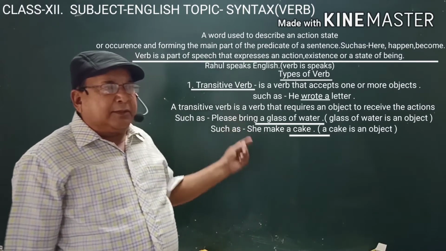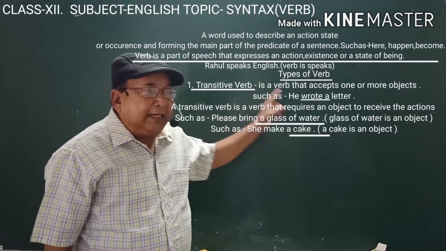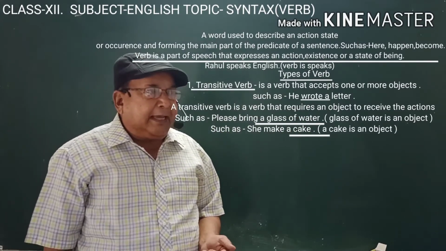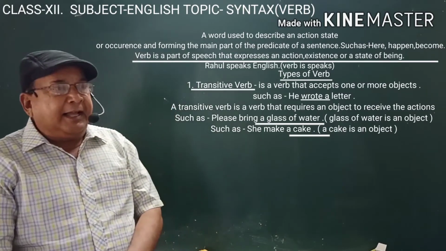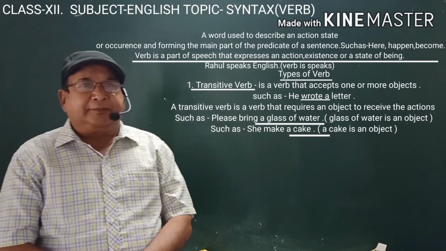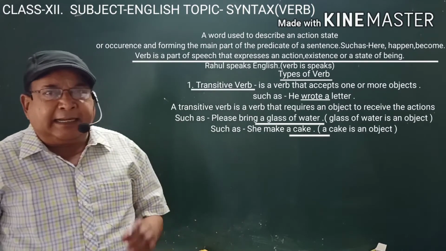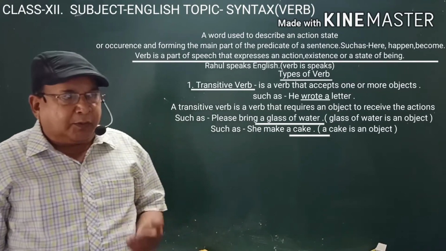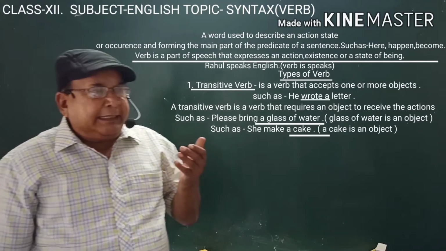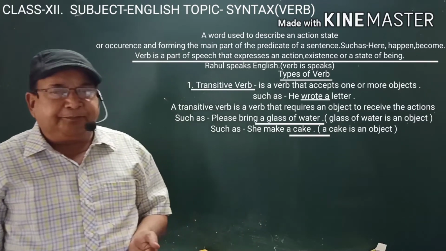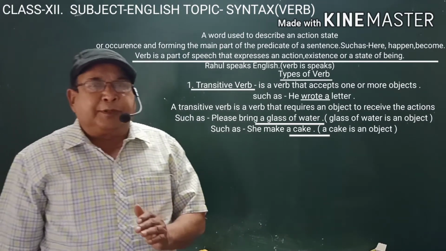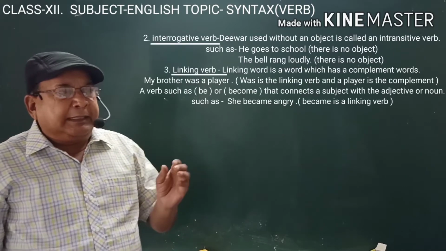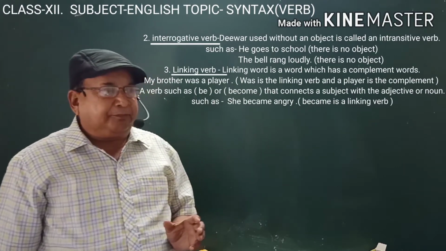A transitive verb is a verb that requires an object to receive the action, such as please bring a glass of water. In this sentence, a glass of water is an object. Another example I can quote, she makes a cake. A cake is an object. Had there not been a cake used, the sentence would have been incomplete.